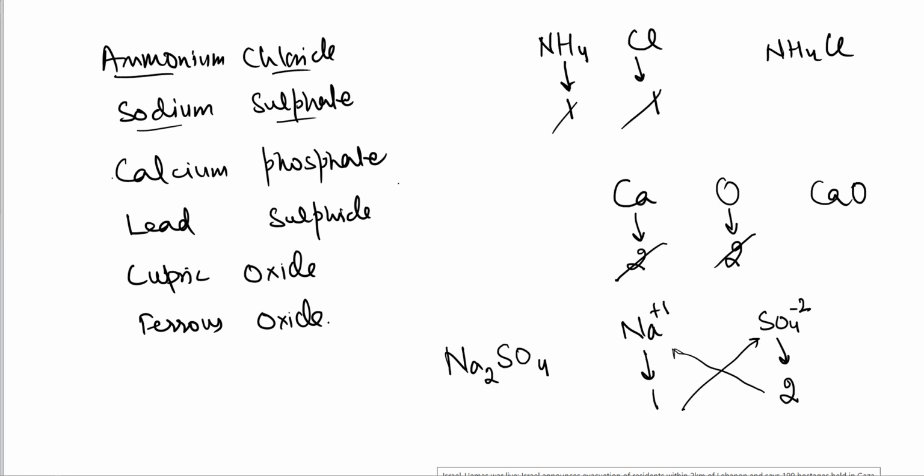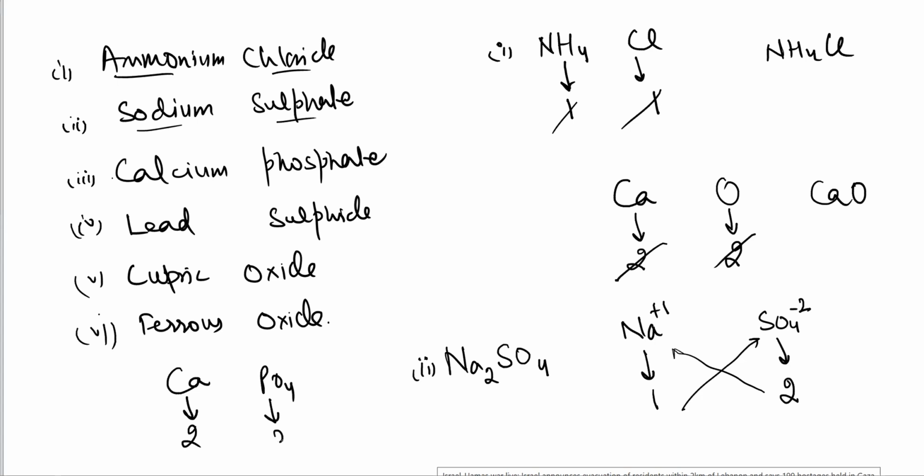Now talking about the formula for calcium phosphate. This is the formula for the second one. This is the formula for the first one. So if I'm talking about calcium phosphate, this is important. Calcium is going to have 2 valency and phosphate is PO4, that is going to have 3 valency.